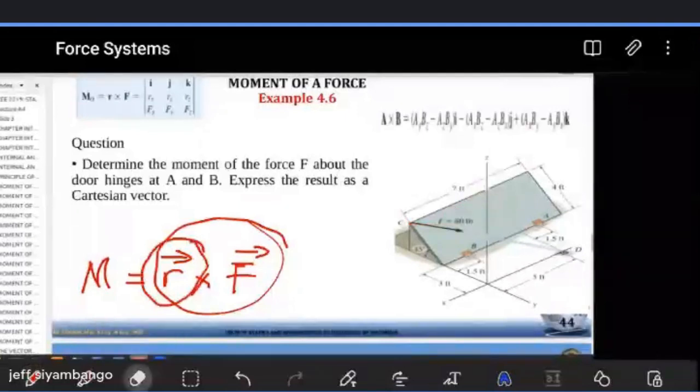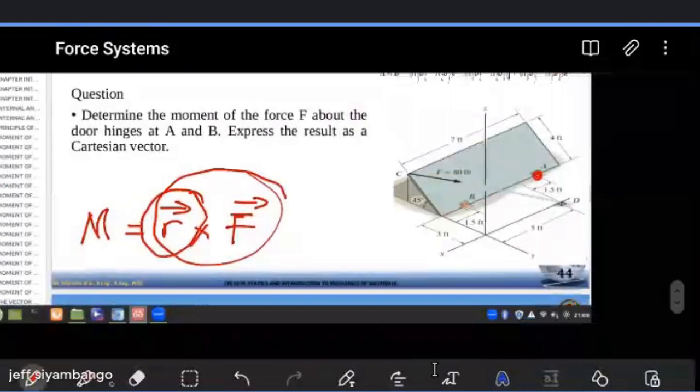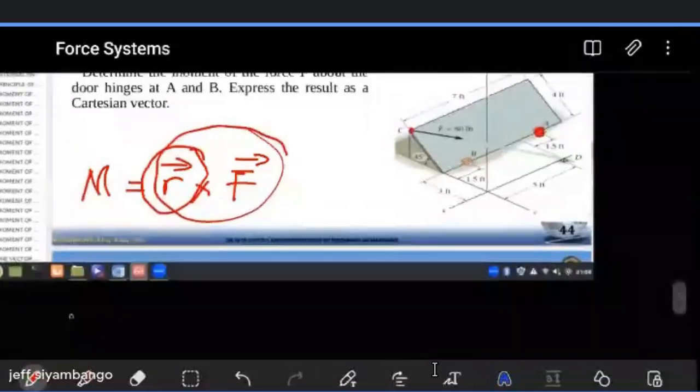Well, we can start with, which one here? Let's start with, we're going for A. This is to be evaluated about what? Determine the moment of a force F about the door hinges A and B. So let's pick a point. We can pick a point A that is somewhere here. So about a point A. So if I pick a point A here, and my force F is exerted at the point C here, it means I need a position vector that runs from A going up to C.